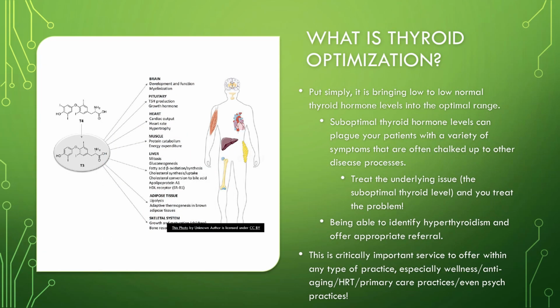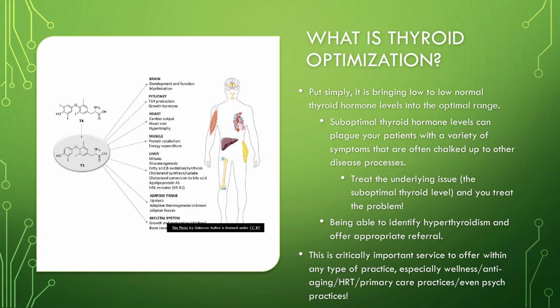All right, so what is thyroid optimization? Put simply, it is bringing low to low normal thyroid hormone levels into the optimal range. We will talk about what that optimal range is. Suboptimal thyroid hormone levels can plague your patients with a variety of symptoms that are often chalked up to other disease processes. So if you treat the underlying issue, the suboptimal thyroid level, you treat the problem. I have seen many patients with anxiety, with depression, inability to lose weight, and you optimize their thyroid levels and the symptoms go away. So you tell me what's safer, putting someone on an SSRI or putting someone on a natural hormone and just getting their levels up into the optimal range.